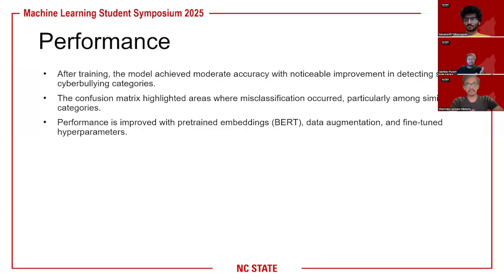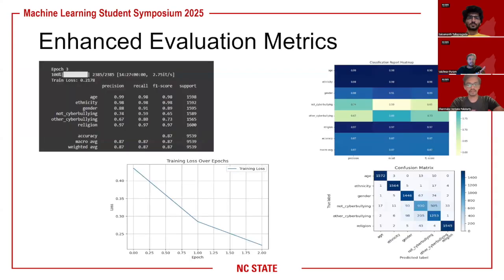The performance here was a little better than the BiLSTM, and I'll show you the metrics as well. This is our confusion matrix over here. Then we have our scores, the training loss graph, and these are our references.